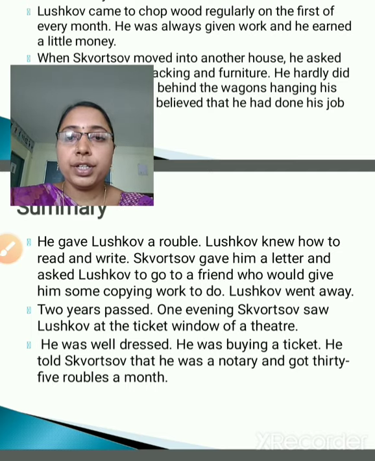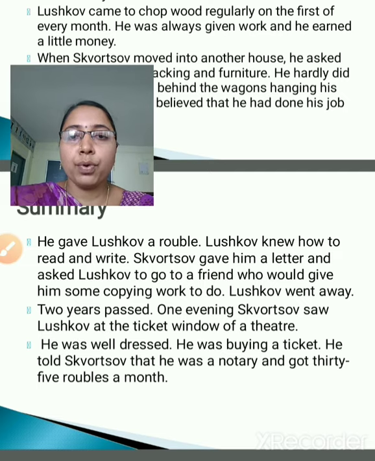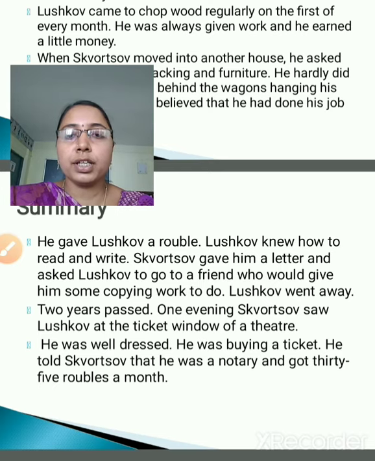Lashkov knew how to read and write, and Skorstov gave him a letter and asked Lashkov to go to a friend who would give him some copying work to do. Now Lashkov went away. After two years, one evening, Skorstov saw Lashkov at the ticket window of a theatre.